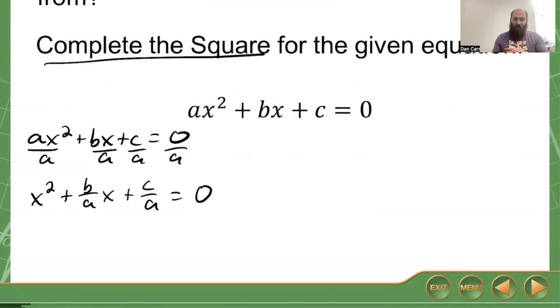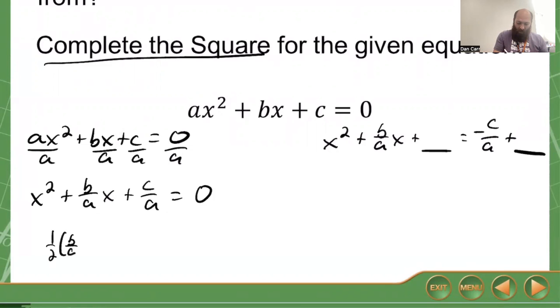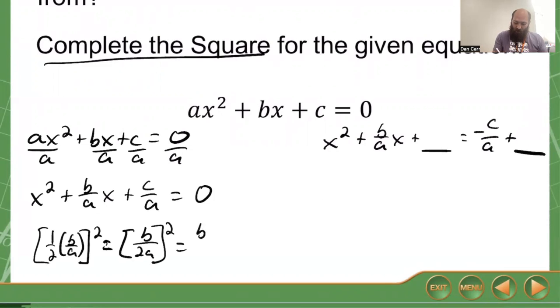We want to bring the c over a to the other side. So I'm going to rewrite it on the right side: x squared plus b over a x plus blank is equal to negative c over a plus blank. To get that blank, we take 1/2 of b over a, then square it. Multiplying 1/2 times b over a gives b over 2a, and squared that turns into b squared over 2 squared, which is 4, and a squared is a squared. This is what gets added to both sides, so I'm going to have b squared over 4a squared.